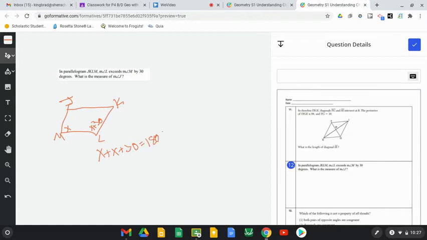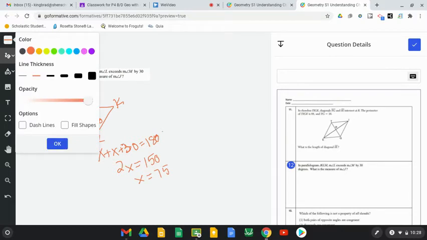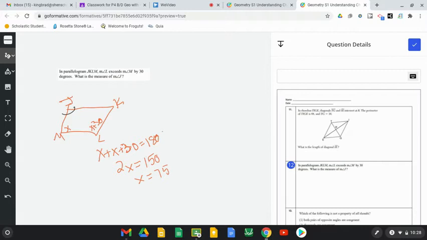I don't know why it doesn't like some of my numbers. That's a 30. So I solve for X. Get X is 75. What angle do I want? I want J. J is right here. Angle J is congruent to angle L because opposite angles in a parallelogram are congruent. So if I add 30 to this, that is the measure of angle J, which is 105.